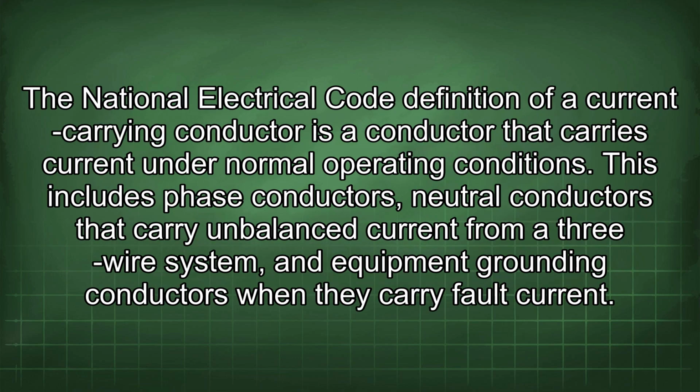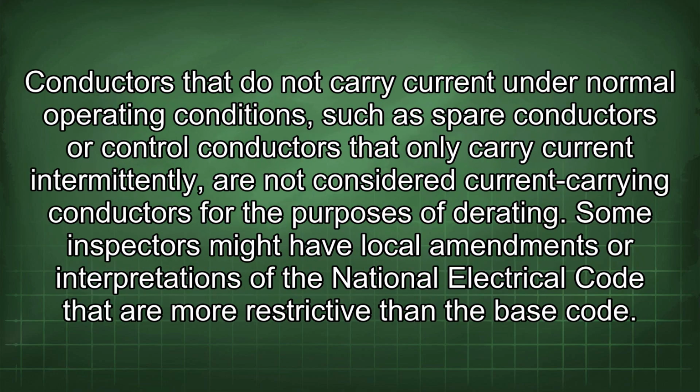The National Electrical Code definition of a current carrying conductor is a conductor that carries current under normal operating conditions. This includes phase conductors, neutral conductors that carry unbalanced current from a 3-wire system, and equipment grounding conductors when they carry fault current. Conductors that do not carry current under normal operating conditions, such as spare conductors or control conductors that only carry current intermittently, are not considered current-carrying conductors for the purposes of derating.